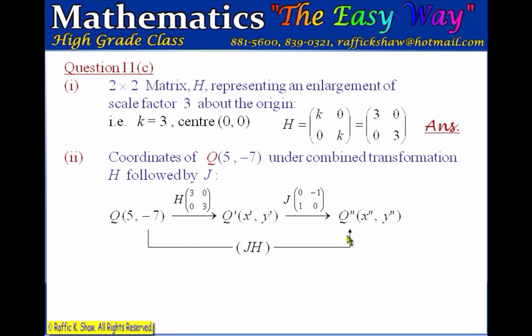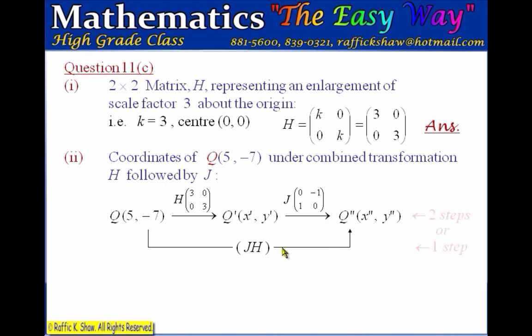If we are going to do this combined transformation H followed by J in 1 step, we have to use the matrix J multiplied by H. That's the second matrix multiplied by the first matrix. What we say here is that we apply the second transformation to the first transformation. And so the single matrix which would map Q onto Q double prime in 1 step is the matrix JH. We would have to multiply the second matrix by the first matrix to find that single matrix which will do this combined transformation in 1 step.